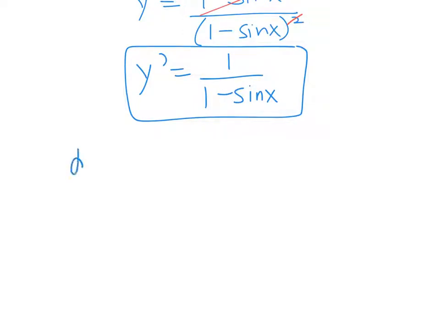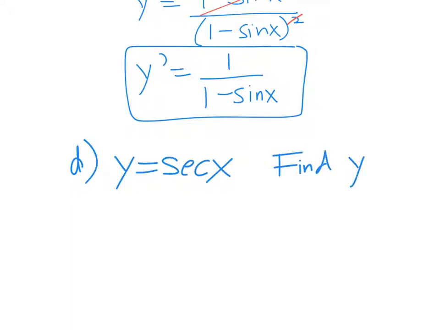Okay, let's do some more. Letter D. Let's say that y equals secant x. We want to find y double prime. We're going to find the second derivative.